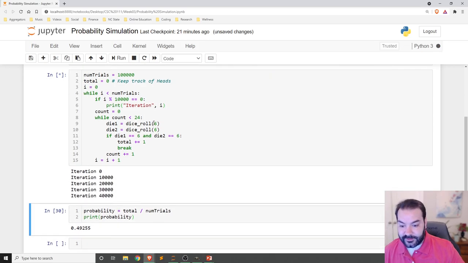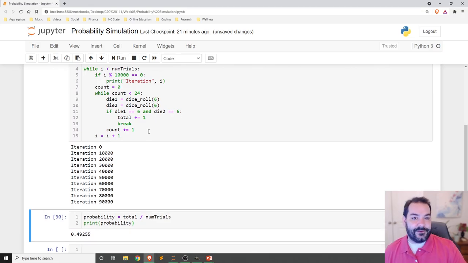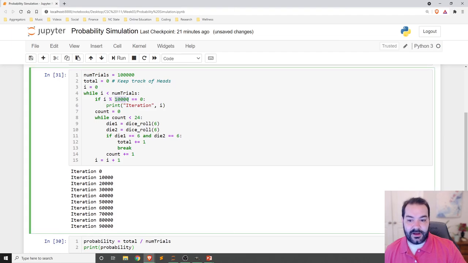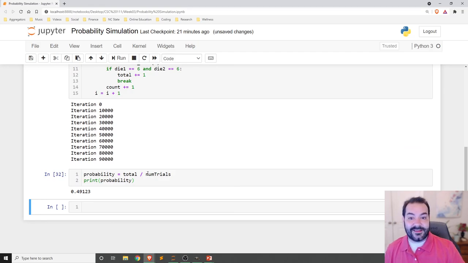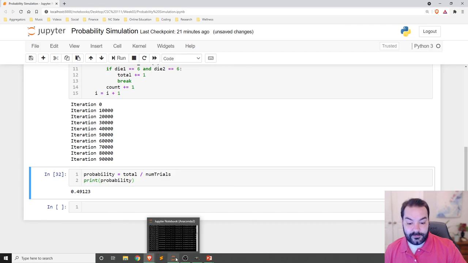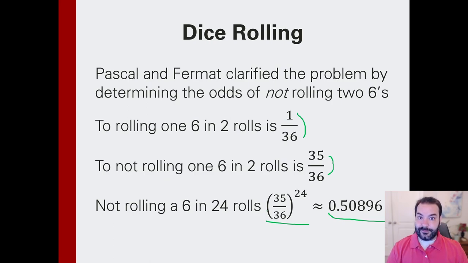Iteration 0, 10,000, 20,000, 30,000, 40,000, 50,000. So it's going through, and it finished up because we never technically hit 100,000, or we never do the 100,000 comparison. That's perfectly fine, but once again, we can see that that probability is very close to our theoretical model of roughly 50%. So some really fun things that we can do inside of Python using something known as Monte Carlo.